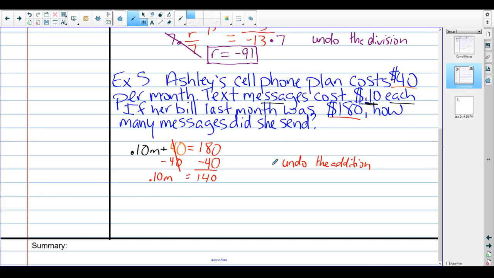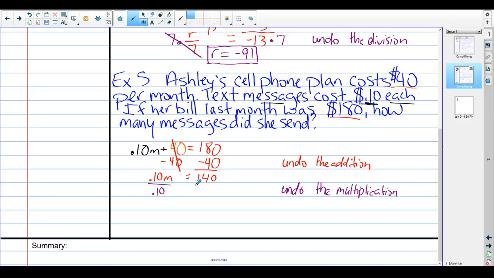Our last step, we're going to undo the division. No, that's not dividing. Ha ha ha ha. I tried to trick you. Undo the multiplication by dividing. M equals 17. Come on, that's not even close. I expected better from you.